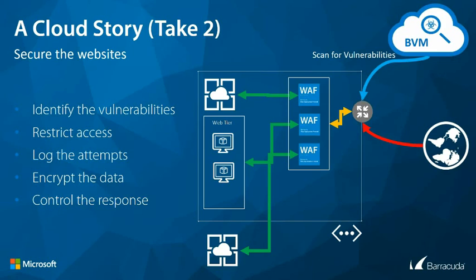And also, let's think about, do we want SSL on this website? And what are we putting on those web servers? Are there any known vulnerabilities in there? And this is where the Web Application Firewall can help. And as an extension of the Web Application Firewall, this is where the Barracuda Vulnerability Manager can help. The BVM is an online cloud-based scanning service which can scan your websites to detect security vulnerabilities.